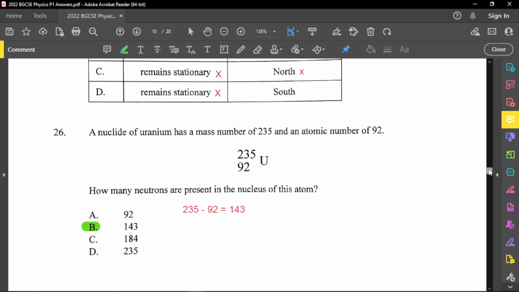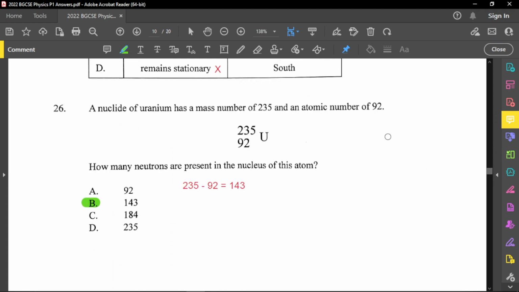All right, so question number 26. We just passed halfway the paper. A nuclide of uranium has a mass of 235 and an atomic number of 92. How many neutrons are present in the nucleus of this atom? Just to point out, 235 is the mass and 92 is the atomic number, also the proton number.